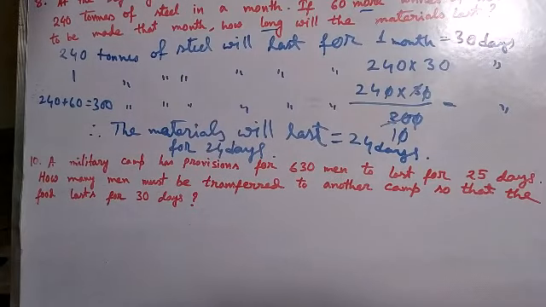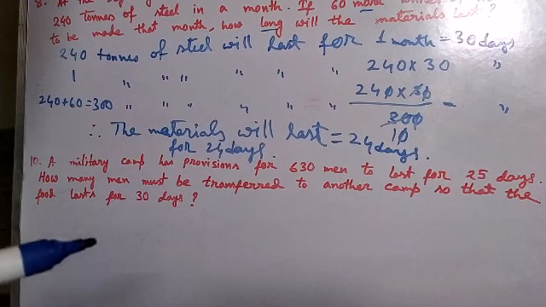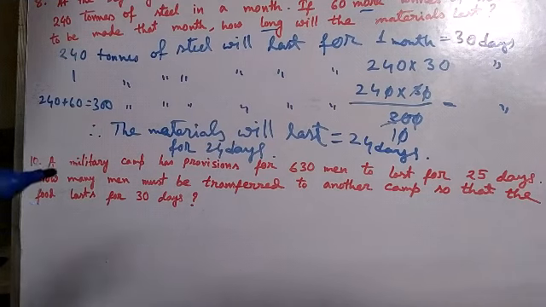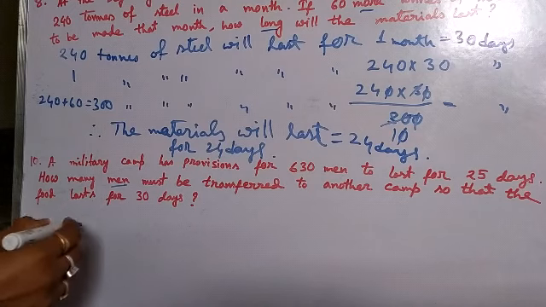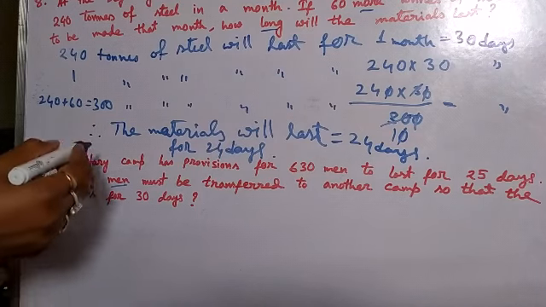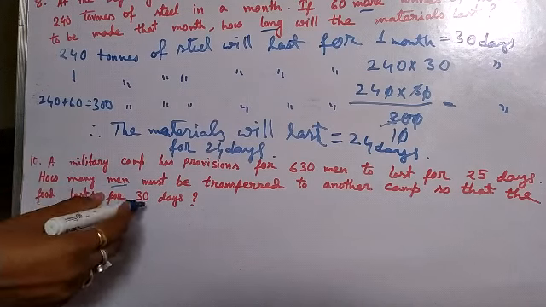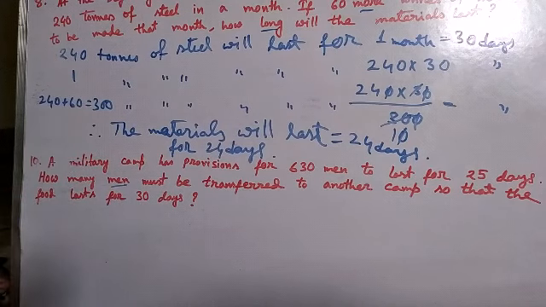Now coming to question number 10. A military camp has provisions for 630 men to last for 25 days. How many men must be transferred to another camp so that the food lasts for 30 days? So first of all we have to find out the total number of men. For 30 days, how many men's food will last? That will be found out first.